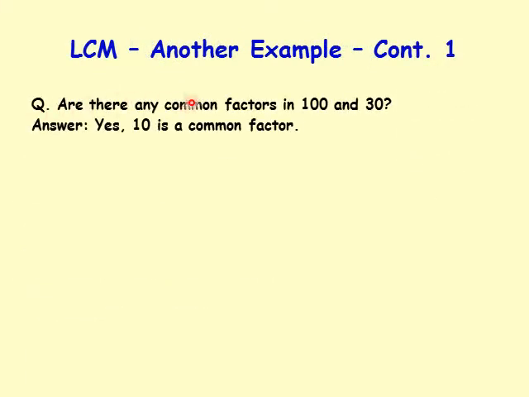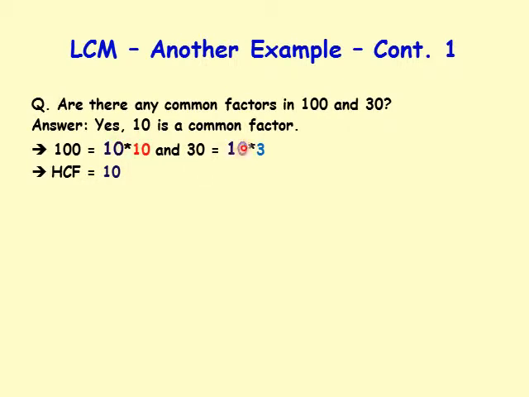First, are there any common factors in 100 and 30? We're looking for the LCM of 100 and 30, and we know that we need to get all the factors, common and not so common. Yes, 10 is a common factor. So 100 is equal to 10 times 10, and 30 is equal to 10 times 3. So this is my common factor, and this is my not so common factors, 10 and 3. So HCF is 10.